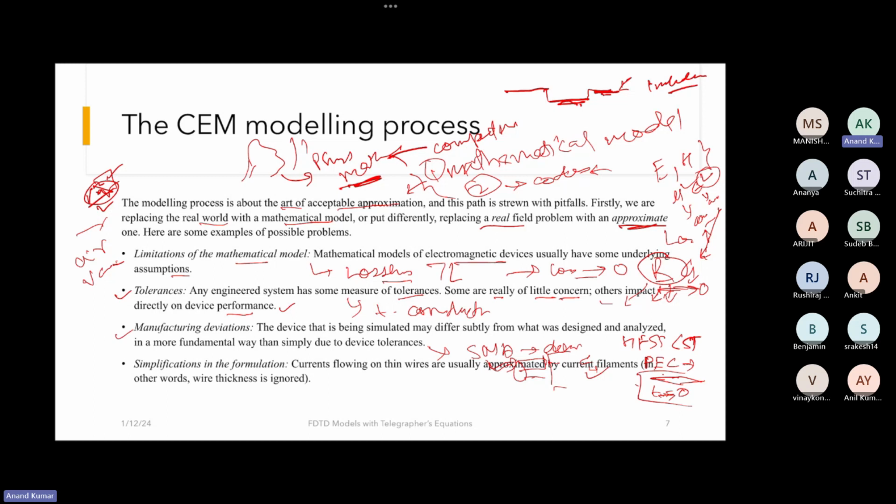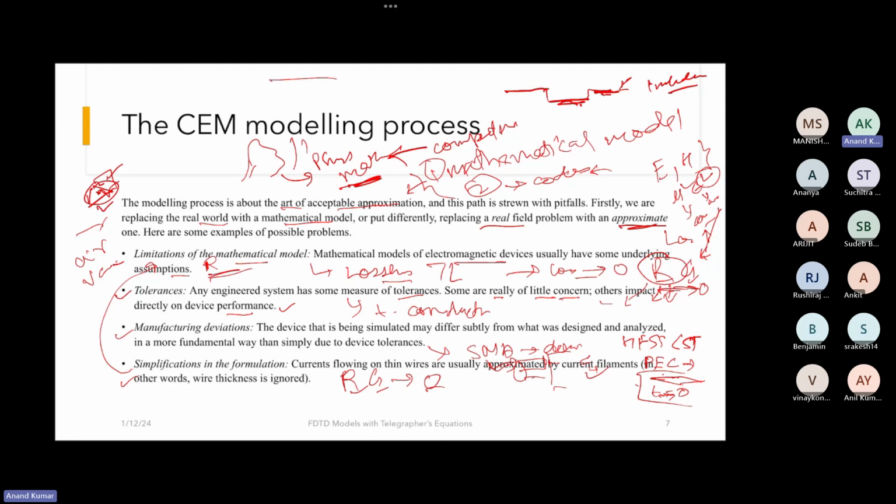And simplifications in the formulation. So again, this is very closely related to the limitations of the mathematical model. If we try to simplify a problem, we assume the losses to be nearly 0. So these are the simplifications we are trying to do, and the limitations could be if we cannot model the exact values, the exact mathematical model.